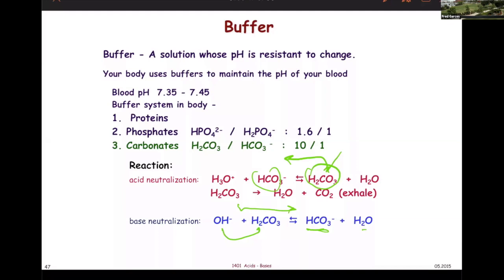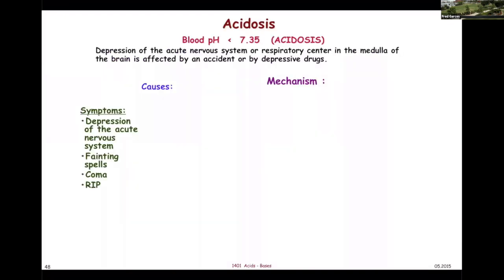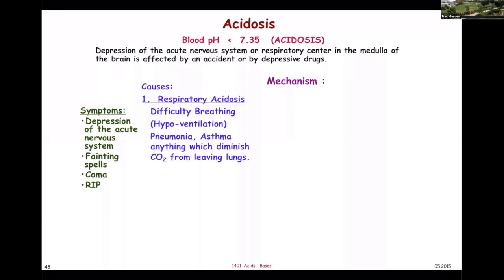And it's important because when you have acidosis, the symptoms are depression of the central nervous system. You will have fainting spells. You might go into a coma. Eventually, yes, you will die. Okay, you will die if you have acidosis. And what are the causes? Well, you have difficulty breathing, so therefore you have difficulty removing that carbonic acid, so it reverses on you and produces more hydronium. That may be because of pneumonia, asthma, anything that diminishes carbon dioxide from leaving your body.